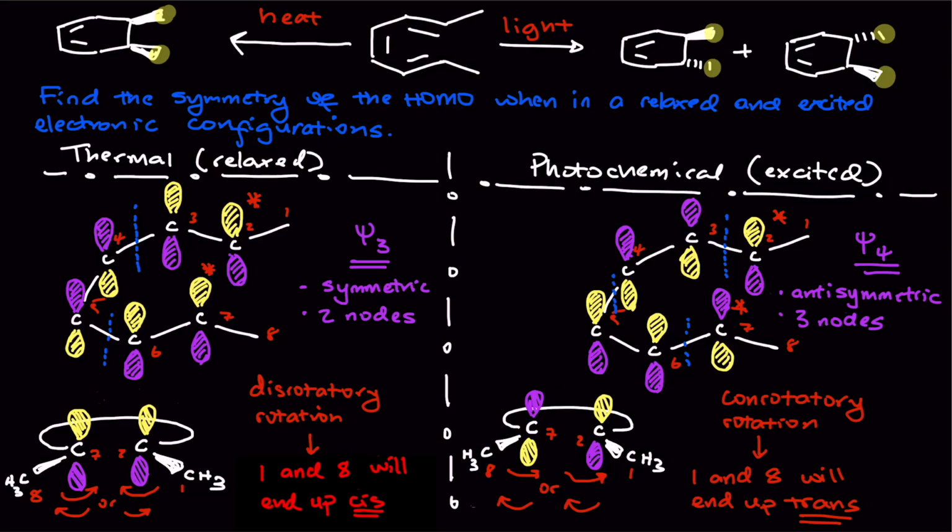And so that is how you can use the symmetry of the HOMO orbitals to understand the stereochemical outcomes. Keeping in mind that thermal and photochemical conditions essentially flip the symmetry. So whatever it was in the thermal conditions, if it was symmetrical, it will be anti-symmetric under photochemical conditions and vice versa.